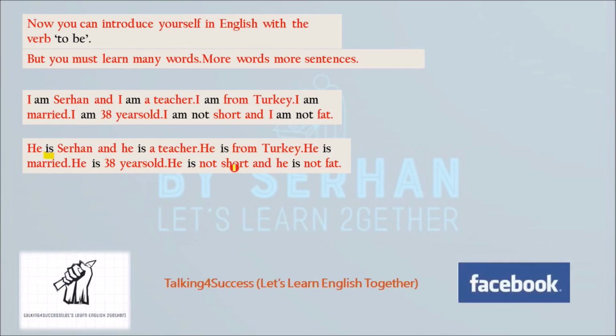And that is all for today. Today we have learned to make sentences by using the verb to be. And in positive, in negative, and in question sentences, we have used the verb to be in the present as am, is, are, depending on my subject.